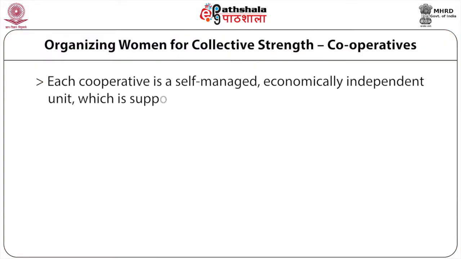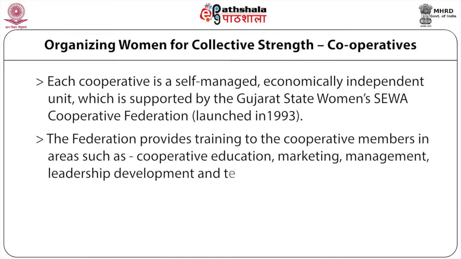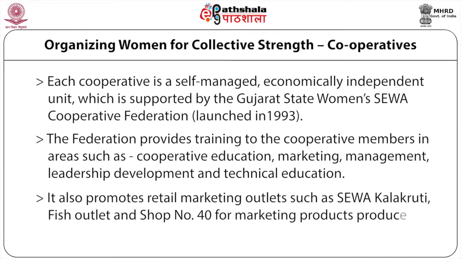SEWA members are allowed to join more than one SEWA cooperative, and they provide share capital to each cooperative they join. Each cooperative is a self-managed, economically independent unit which is supported by the Gujarat State Women SEWA Cooperative Federation. The federation provides training to the cooperative members in areas such as cooperative education, marketing, management, leadership development and technical education. It also promotes retail marketing outlets such as SEWA Kalakruti, Fish Outlet, and Shop Number 40 for marketing products produced by the cooperative members.